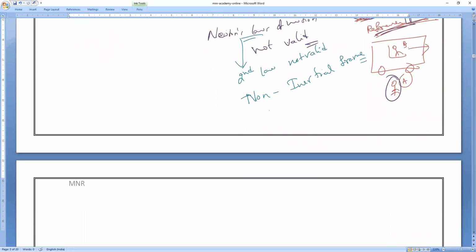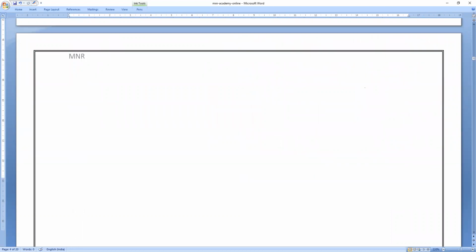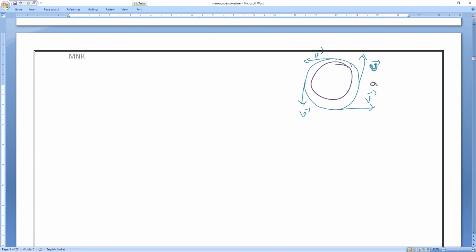Now, mainly observe very carefully. In a circular motion, does the velocity keep on changing or remain constant? I taught you, in circular motion the direction keeps on changing. So the velocity keeps on changing. So is every circular motion accelerated motion or non-accelerated motion? It is accelerated motion.